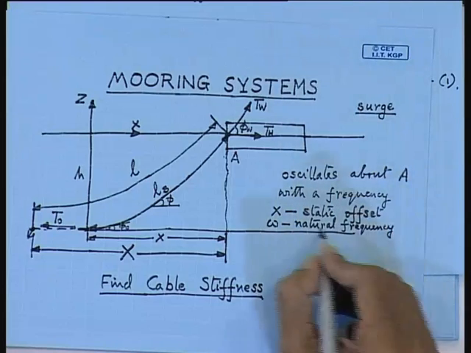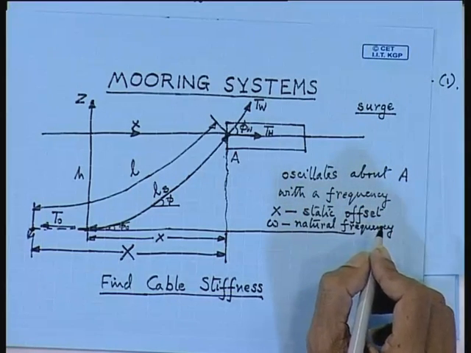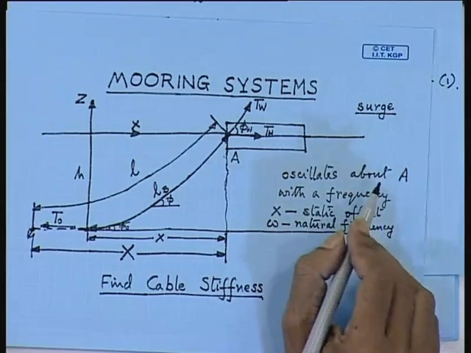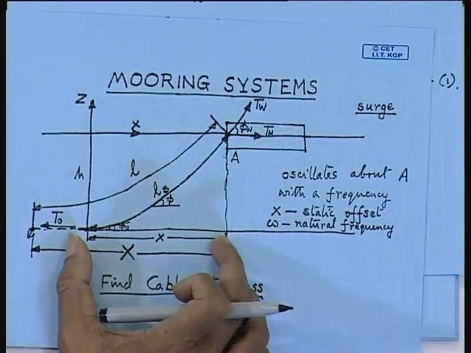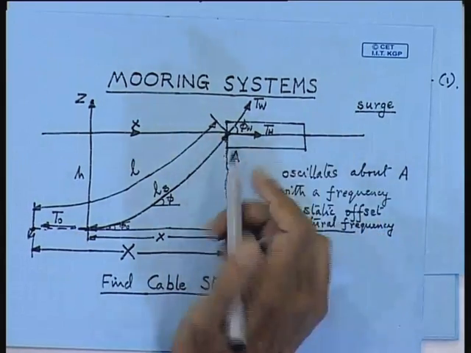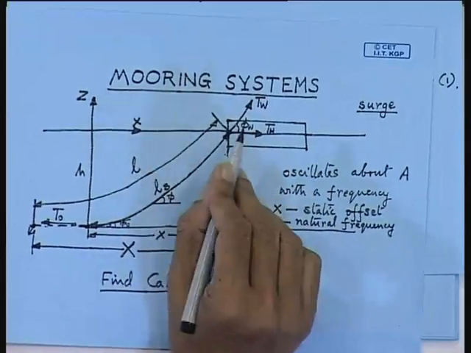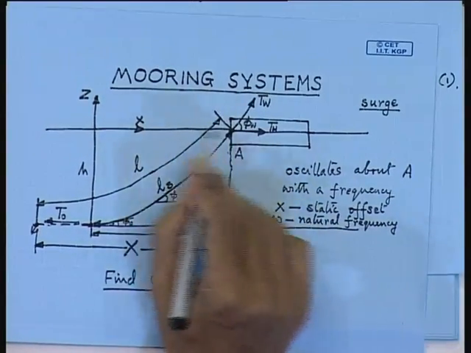So you find the natural frequency of surge. But if you want to find out the natural frequency, then you have to formulate your equation of motion. So this is called a static offset, vibrating about mean position A. So this is how the barge is actually behaving.